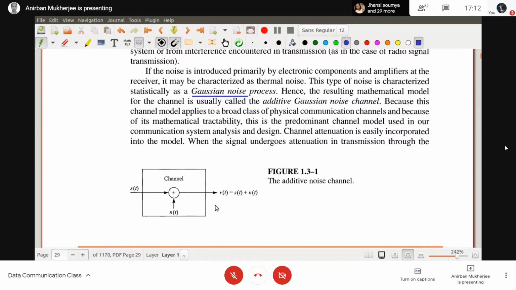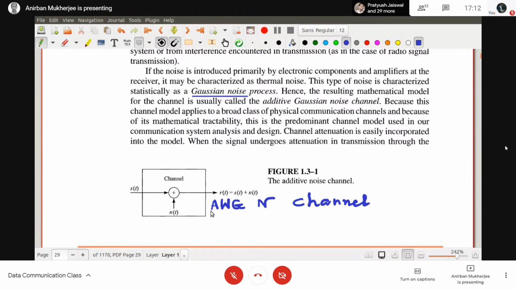And also on top of that, it is an additive Gaussian noise channel. Okay. Now, sometimes we add a factor, whiteness: additive white Gaussian noise. Okay. Now regarding this whiteness, please read a little bit of your signals and systems book.